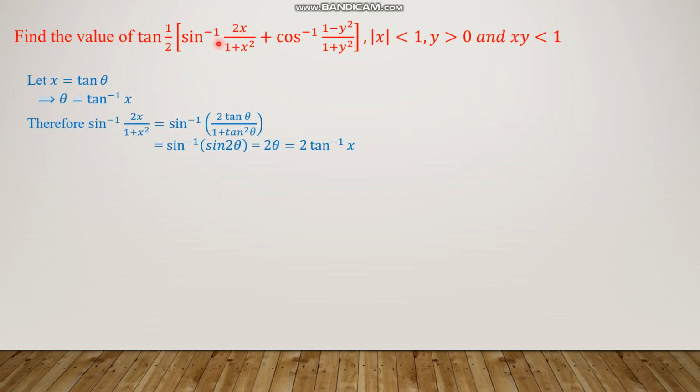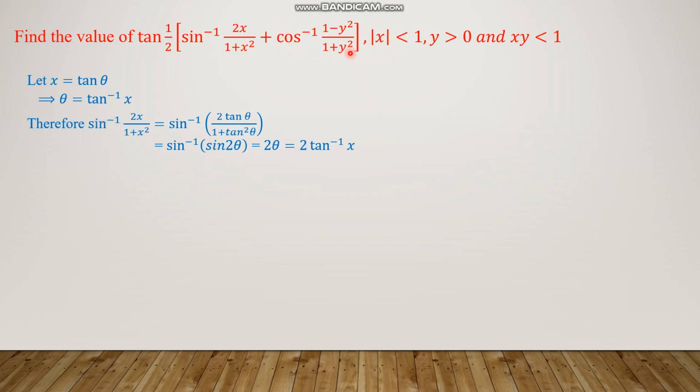First let's see sin inverse 2x by 1 plus x square, where I will put x is equal to tan theta. Then theta is tan inverse x. Then this term will be sin inverse of 2 tan theta by 1 plus tan square theta. And we know that this is the formula for sin 2 theta. And when you simplify, you get it as 2 theta. And theta is nothing but tan inverse x. So the whole term will be 2 tan inverse x.